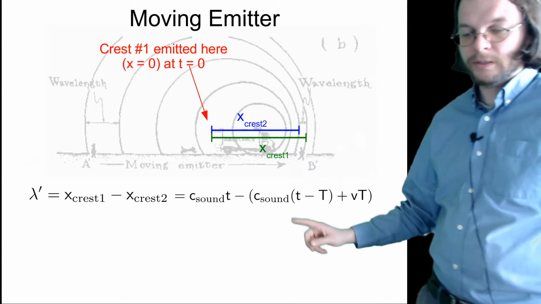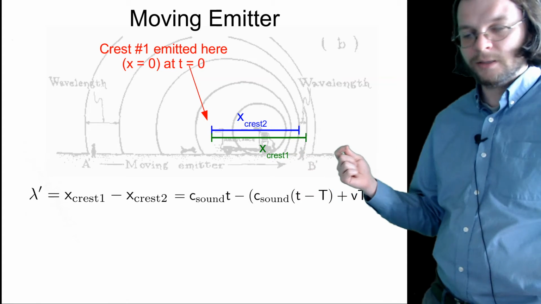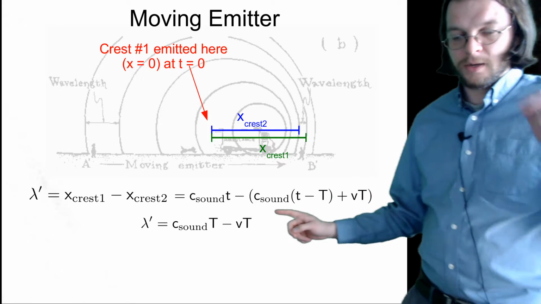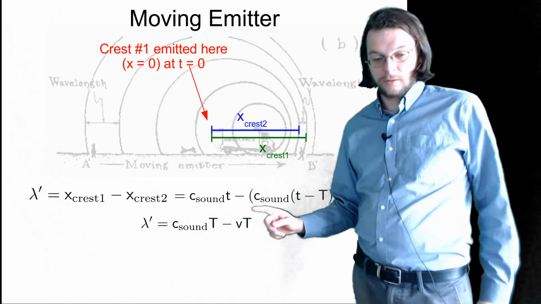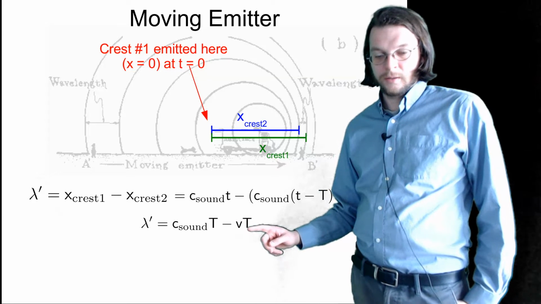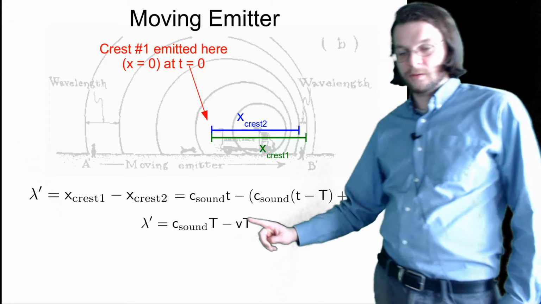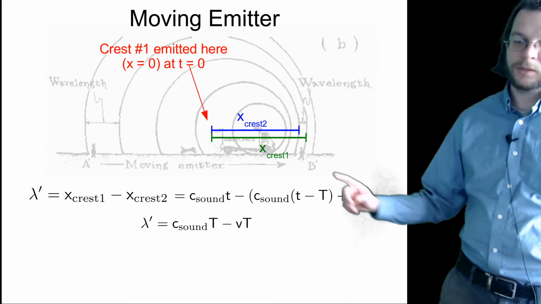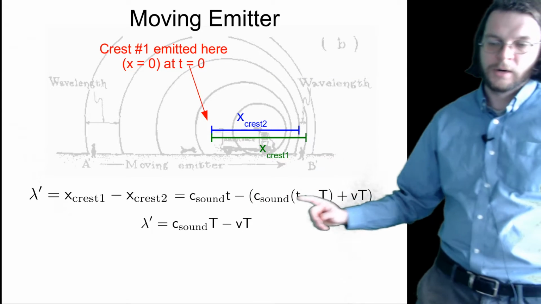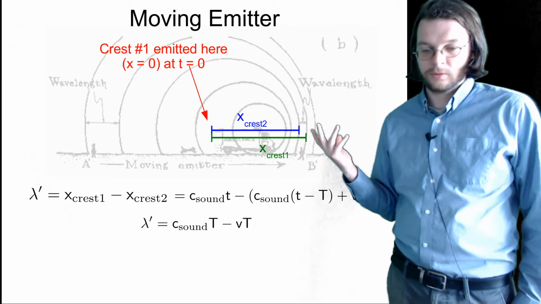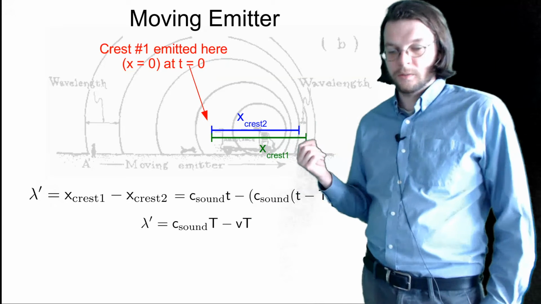They're both moving at the speed of sound. It's just that one is slightly delayed from the other. And so at the end of the day, the little t cancels, and you get the speed of sound times the period minus the velocity times time, right? Because there's a minus sign here, and so if the ambulance has moved this much, that's going to make them a little bit closer together, and so the wavelength is going to be a little bit smaller than it was when the ambulance was stationary. So that's what we get.